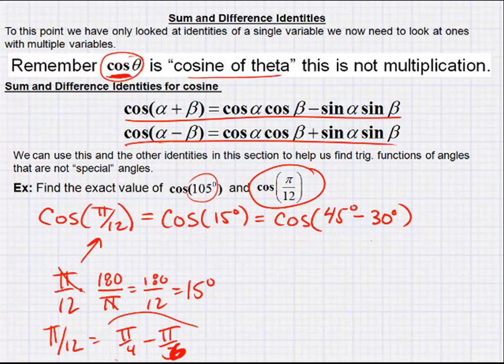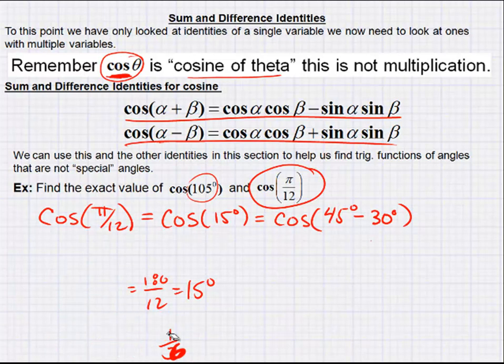But knowing that this difference is pi twelfths isn't the easiest thing because of the fractions and the common denominator issue. So I think your best bet when it comes to these is to convert to degrees. And then I think when it's in degrees, everyone should be able to see that there are two special angles to add or subtract to give me the answer I'm looking for.